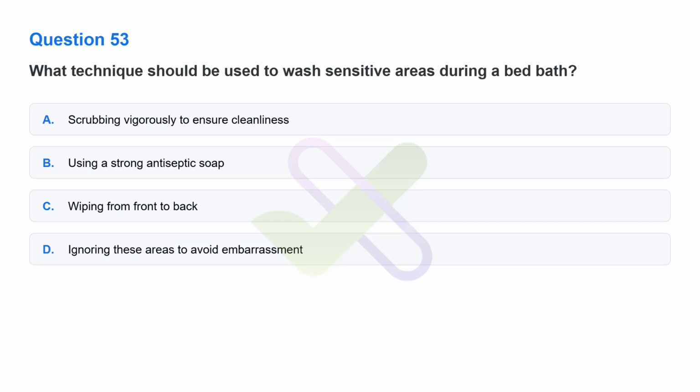What technique should be used to wash sensitive areas during a bed bath? A. Scrubbing vigorously to ensure cleanliness. B. Using a strong antiseptic soap. C. Wiping from front to back. D. Ignoring these areas to avoid embarrassment.